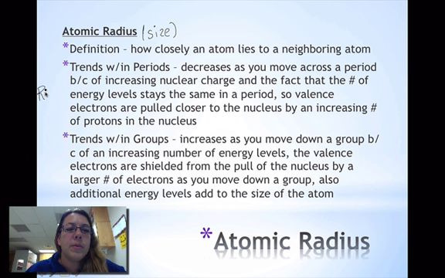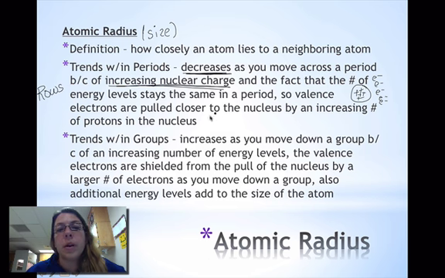Trends within periods, remembering periods are rows. As we go across the rows, the atoms get smaller, and they do that because of increasing nuclear charge. Nuclear charge is the number of protons in the nucleus and the number of electrons on the outside. The more protons you add and the more electrons you add within the same energy level, you're going to create a stronger magnet, and it's going to pull that atom in tighter and closer together. So it actually gets smaller as you go across the row.